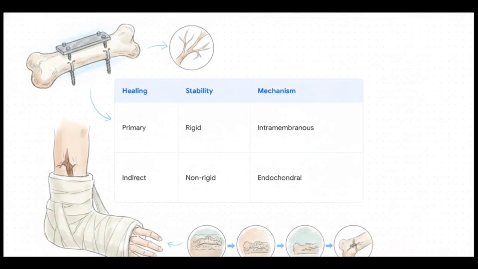If a fractured bone is placed under absolute rigid stability with direct edge apposition, which is the exact goal of open reduction and internal fixation, or ORIF surgery, it undergoes primary healing. This uses direct intramembranous ossification to unite the bone, meaning there's absolutely zero callus formation. Conversely, if there is non-rigid stability, like the kind you get with a standard cast, the bone undergoes indirect healing. This triggers endochondral ossification, which is a sequential process that relies heavily on forming a biological callus.